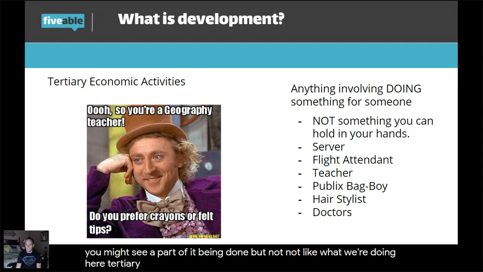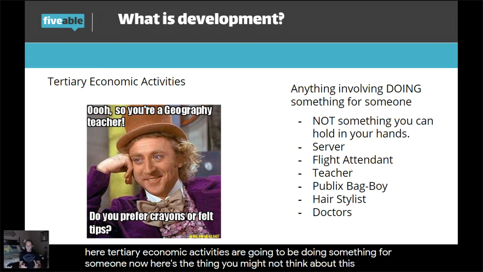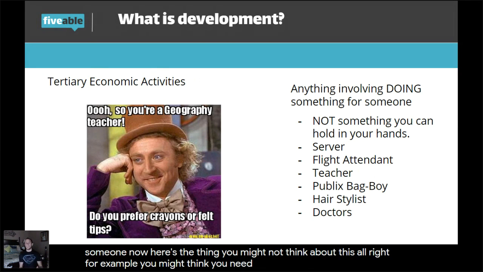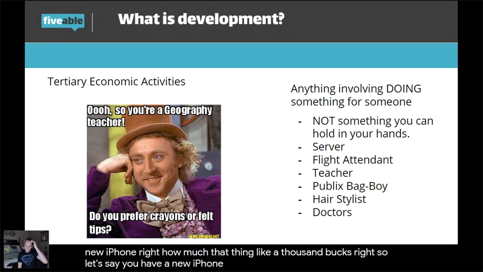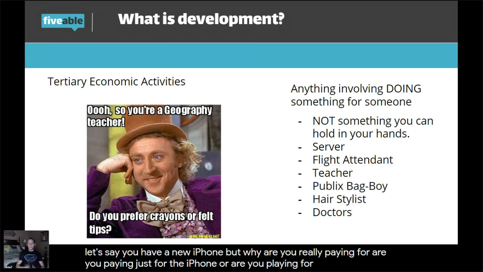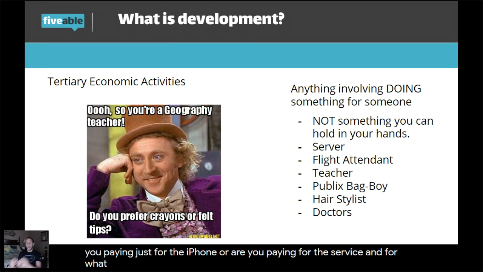Tertiary economic activities are going to be doing something for someone. Now, here's the thing. You might not think about this. For example, you might think you need to be really rich to afford a new iPhone, right? How much is that thing? Like $1,000? Right. So let's say you have a new iPhone, but what are you really paying for? Are you paying just for the iPhone, or are you paying for the service and for what it can do for you? You see where I'm going with this?